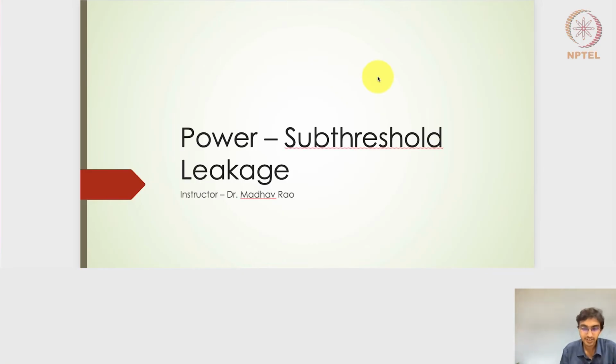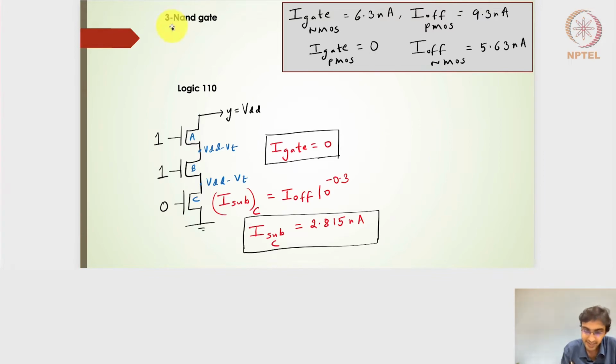So to begin with this particular lecture, let's start with the 3-input NAND gate, where I'll also pick my pointer. For the 3-input NAND gate with logic 110, what should be the gate leakage current and what should be the subthreshold leakage current? If it is 110 here, we know that this transistor being on is going to act like a pass transistor.